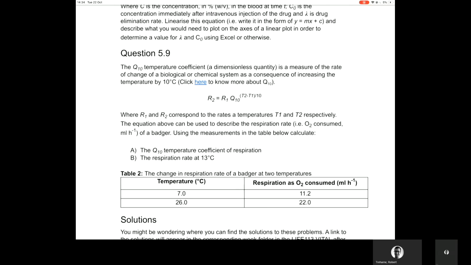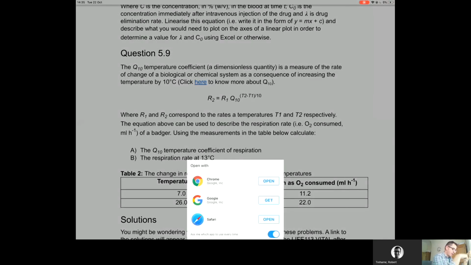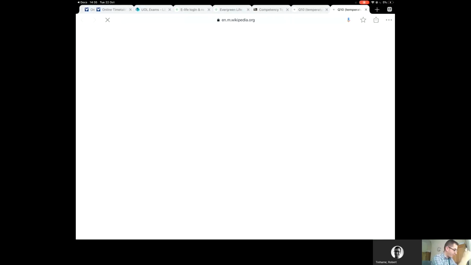5.9. Okay, this is a bit of a curveball. It's about this Q10 temperature coefficient, which is probably the first time we've mentioned it to you. It's not terribly important what it is. I do urge you to go and check it out. There's a link in the description. You can go and read about what that is.